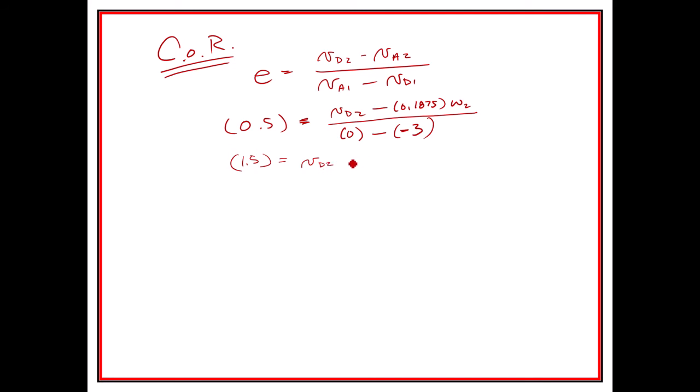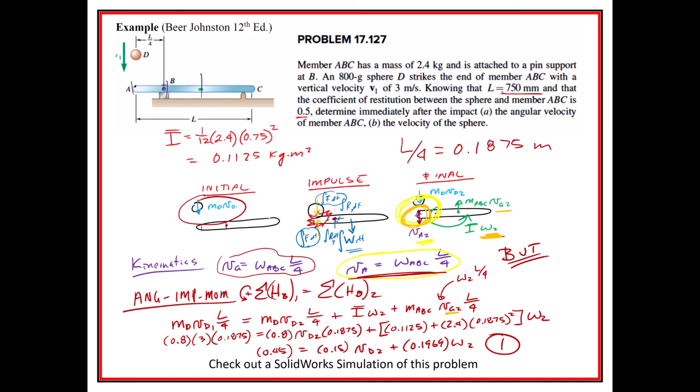VD2 minus. But see, I'm really suspicious of whether this is plus or minus. 0.1875 and omega 2. See, I think that should be a plus right there. Okay, let me go with my new numbers, and let's see what happens. Okay? And so this is going to be equation 2, right? So here's equation 1, and there's equation 2.